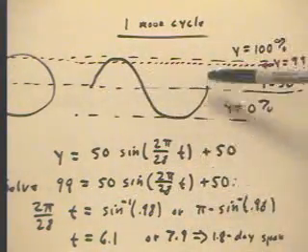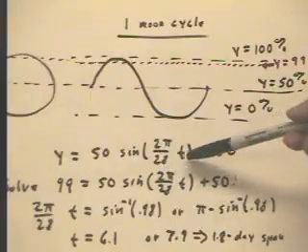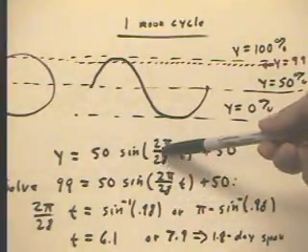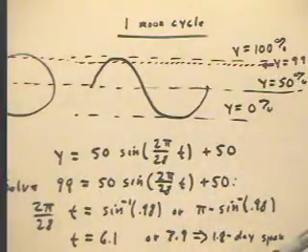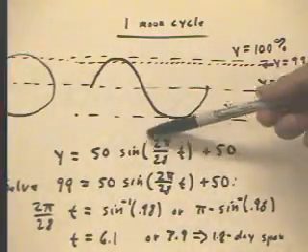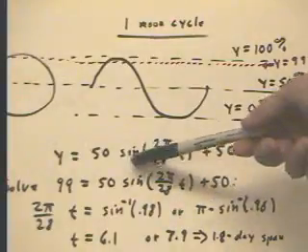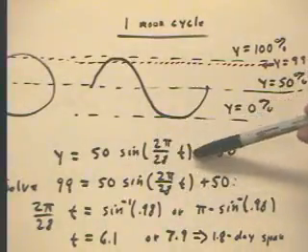Now the something here is going to be 2 pi over 28 times t, because of course it takes 28 days to get through the moon cycle, and there are 2 pi radians through the cycle. So if t is the number of days, we're taking the sine of 2 pi over 28 times t.